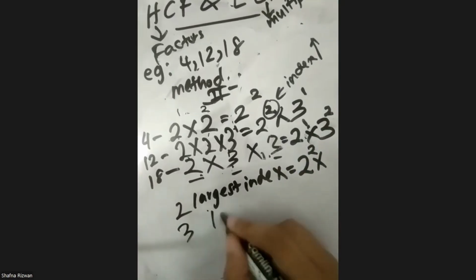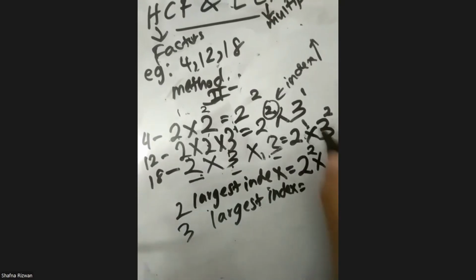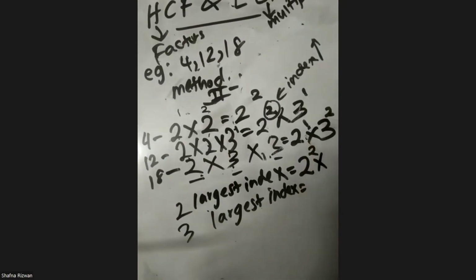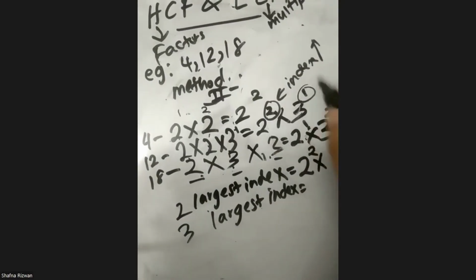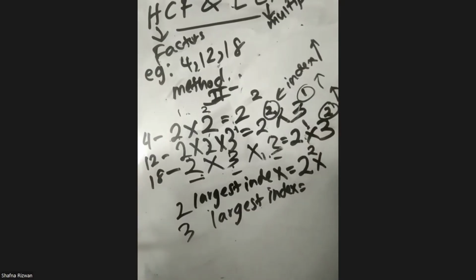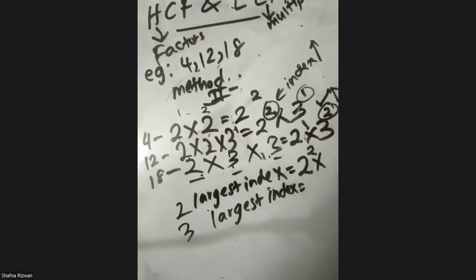And if you take 3, what is the largest index that you have? 3 to the power 1 and 3 to the power 2. So 3 to the power 2 is its largest index. Am I right?